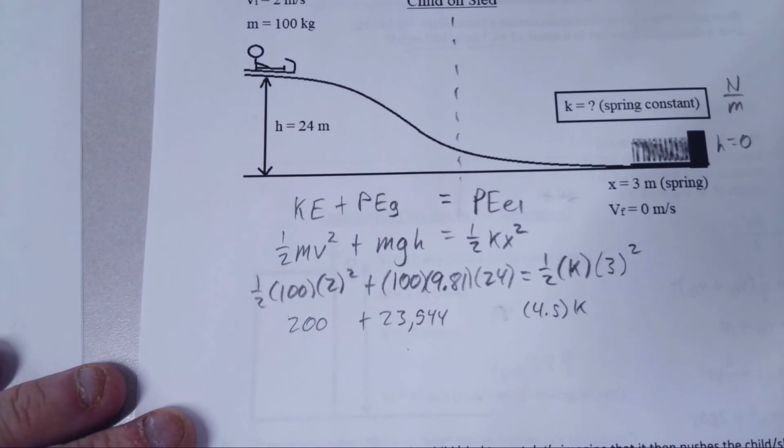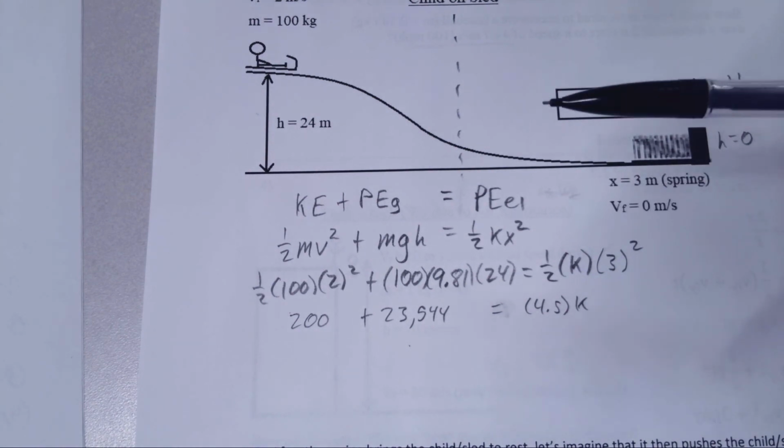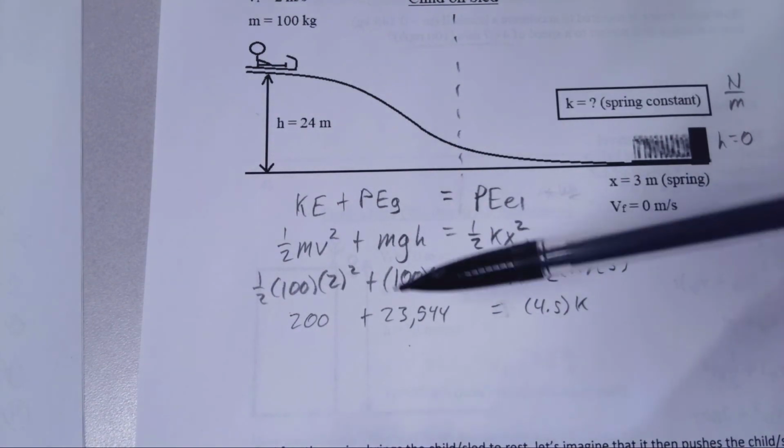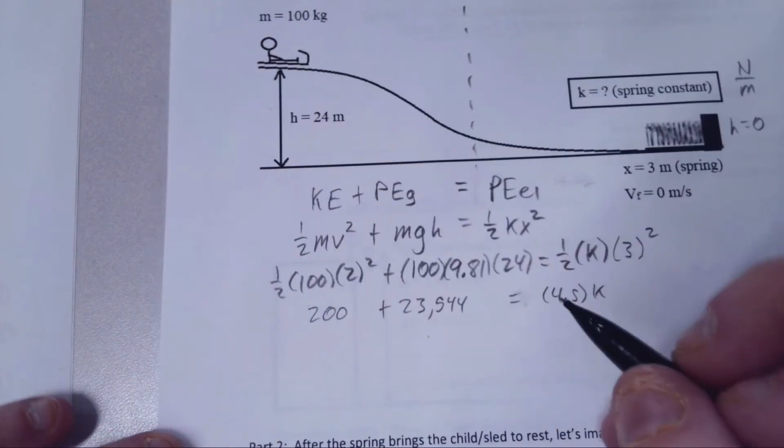As we're going through and calculating this, we can see that a vast majority of the energy is coming from the fact that it's at a height of 24 meters and has a mass, and just a measly 200 joules is contributing to the total energy in the beginning. But it is still contributing some amount, and we need to take account of that.